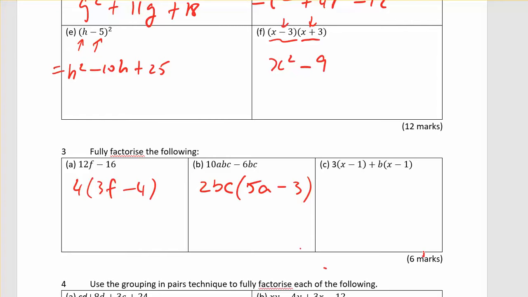Okay, here. I can see that they both have x minus 1 in common, so I'm going to take that out as a common factor. You're left with 3 plus b. Done.